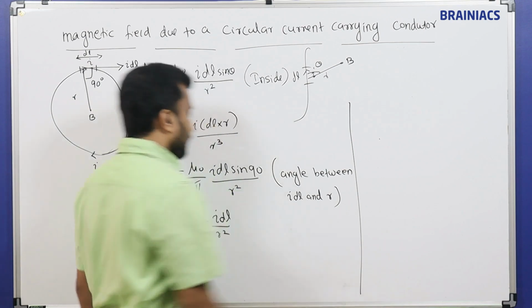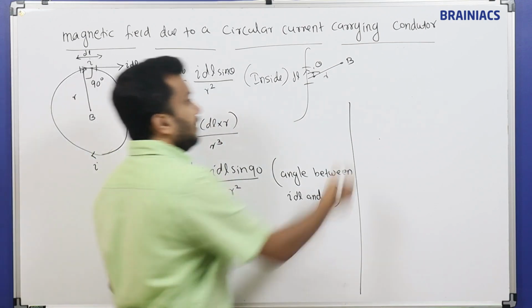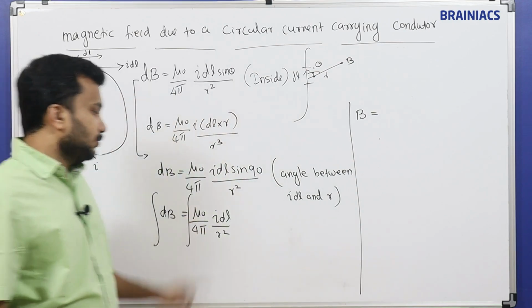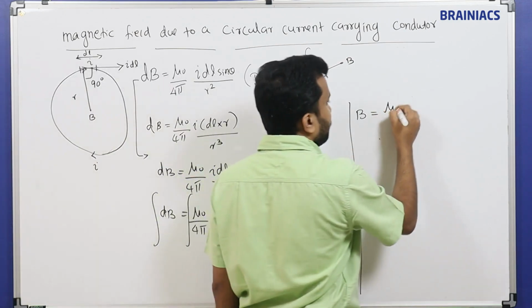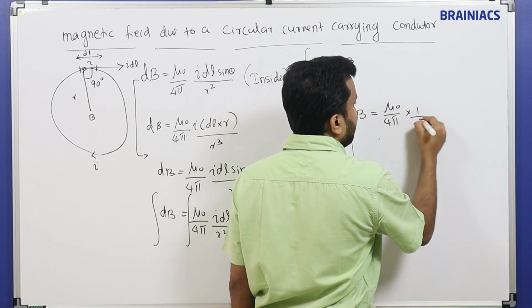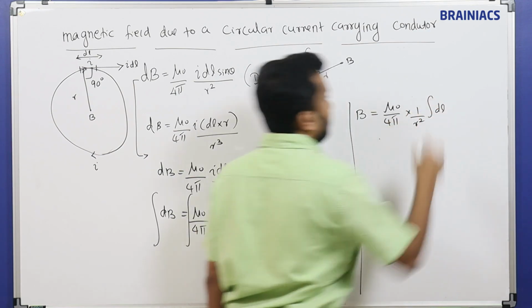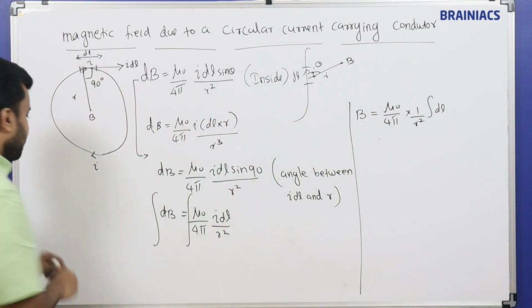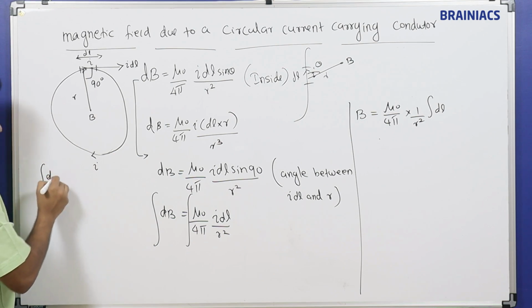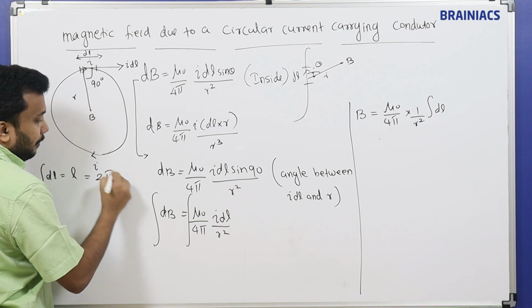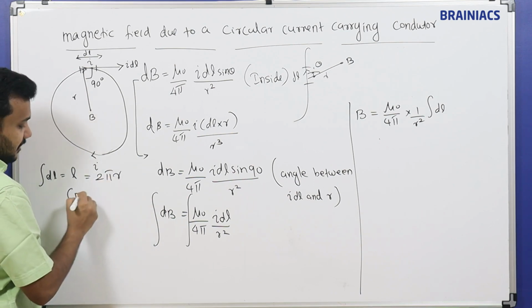So now I'll integrate. Integral dB is nothing but B. What all things will be constant? Mu 0 by 4 pi into r square. So mu 0 by 4 pi is constant, and 1 by r square is constant. Integral dl for a circle is nothing but L. L for a circle is how much? 2 pi r, the perimeter of the circle.